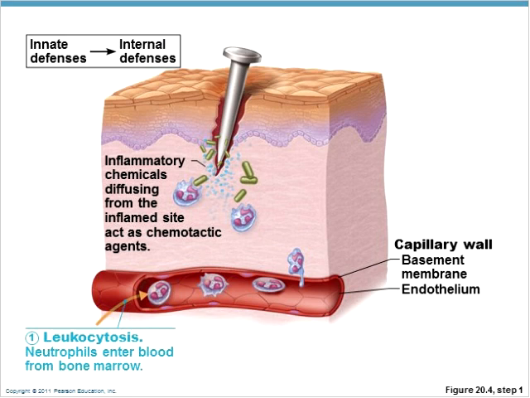So let's look at this diagram of how the inflammatory response actually occurs. We have an injury. In this case, you see this nail sticking through the skin. Inflammatory chemicals diffuse from the inflamed site and act as what are called chemotactic agents, if you will. That causes leukocytosis. Neutrophils enter blood from the bone marrow, and so you have those in the capillaries.